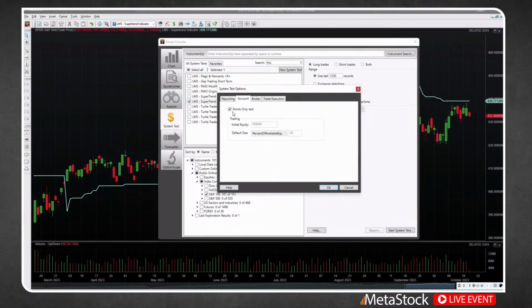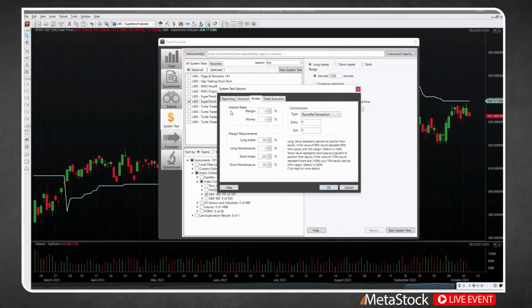And what I'm going to run is what's called a points only test, because a points only test is just going to return a raw number of points that were gained or lost. The reason I like to do this is that I find it a really simple, easy way to test a lot of different securities and compare them side by side, based strictly on the number of points that were gained or lost in the system test.